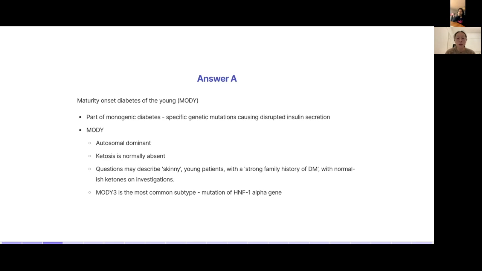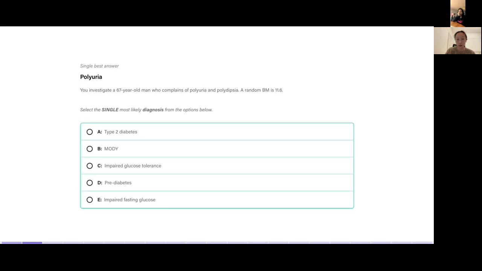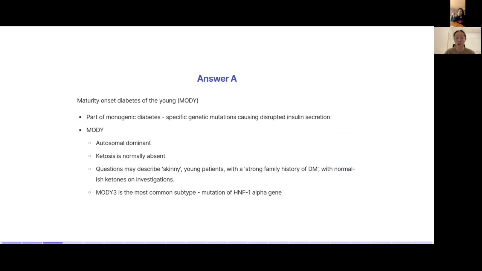And there tends to be a strong genetic history in MODY. So it's part of a cohort of patients who have specific genetic mutations that disrupt their insulin secretion. And the vignette normally is the patient's a lot younger. We've got a 67-year-old gentleman in this question, so he's not quite a sparkly young gentleman anymore. And normally you'll have also phrases such as a strong family history of diabetes, and they tend to have normal ketones on their investigations.